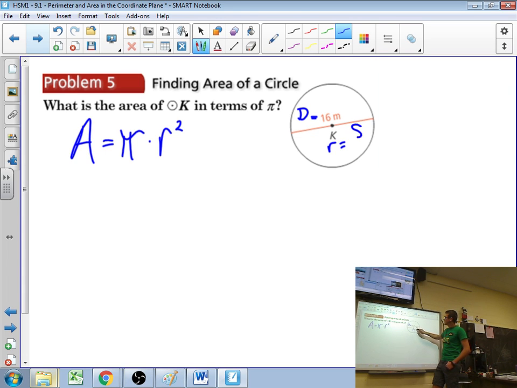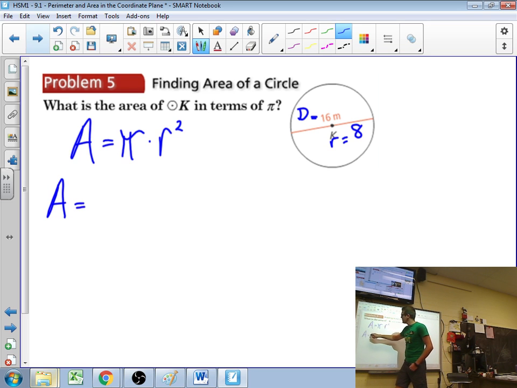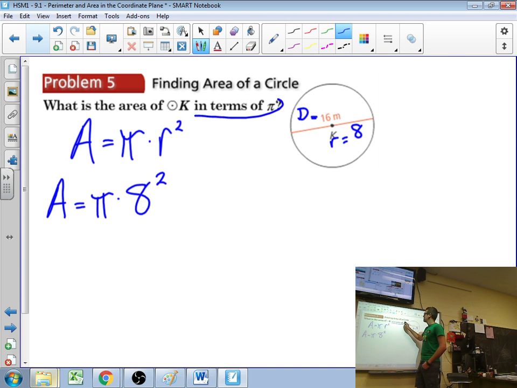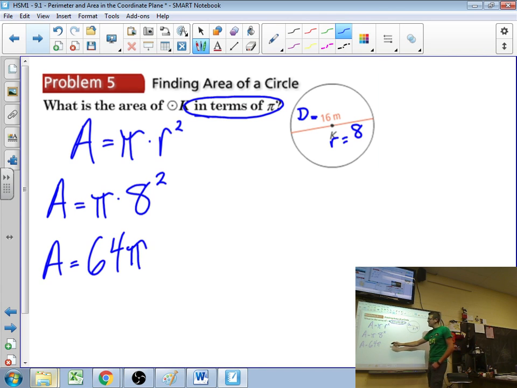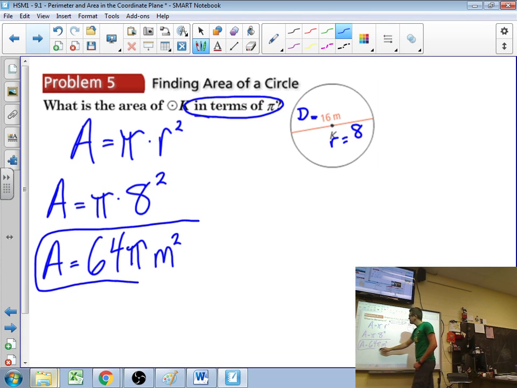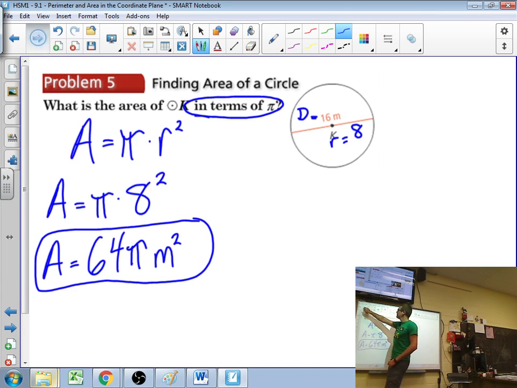9. Close. 8. See, you get too excited. You try to work fast and goof up. So pi times 8 squared. Check, it wants it in terms of pi, so we do not substitute for pi. The only thing we do is 8 squared, and that gives me 64. So this becomes 64 pi. Check your units, meters. But since it's area, it's not just meters, it's meters squared.